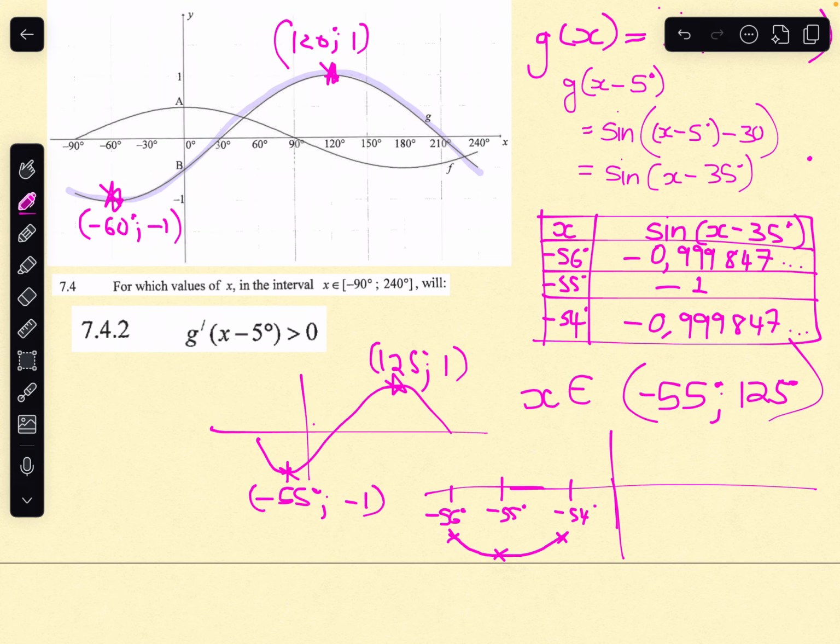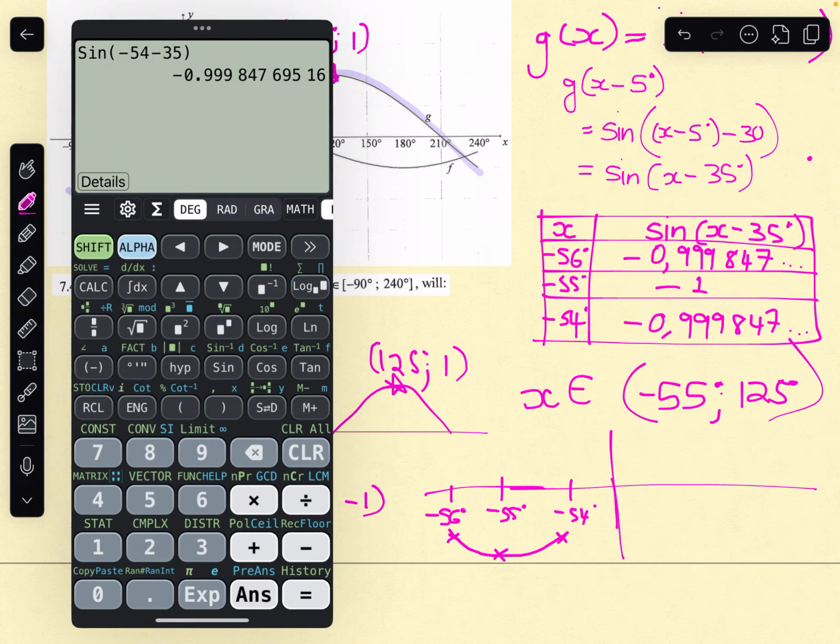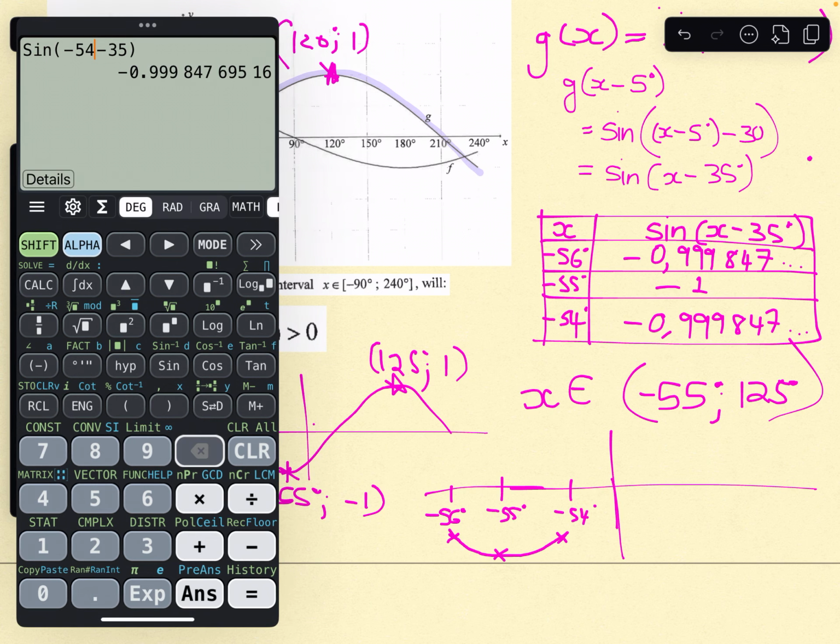And then from there, we can check what's happening at 54 as a sanity check, but we expect that it's going to be even higher than before. And we can see, yeah, that we're becoming less and less negative, slowly but surely.